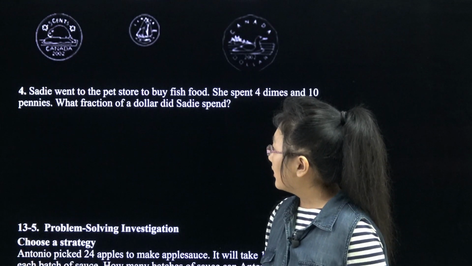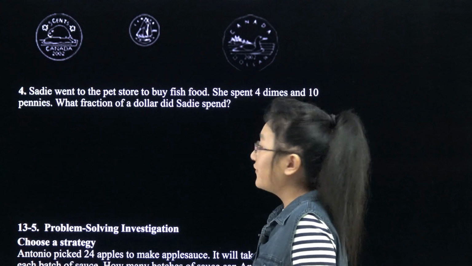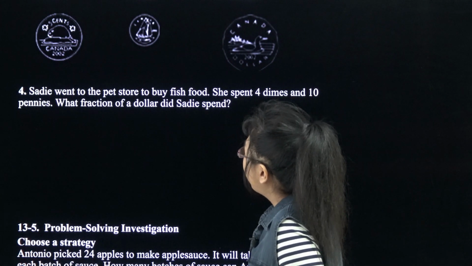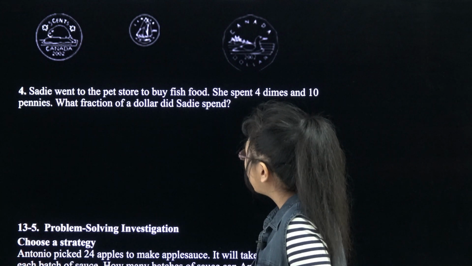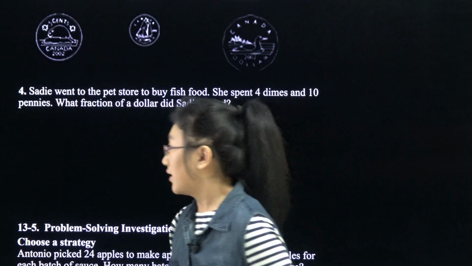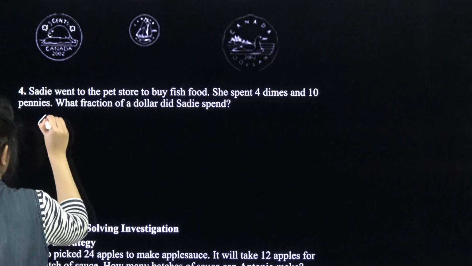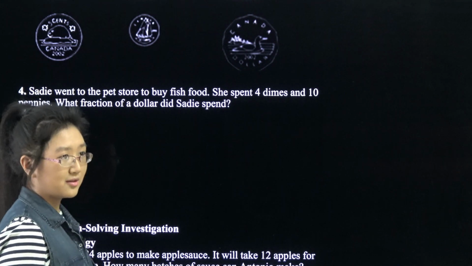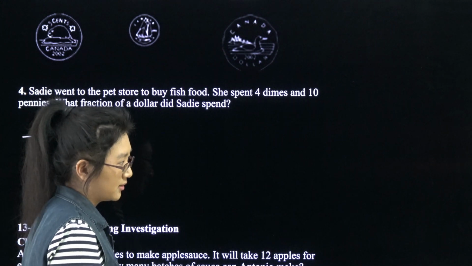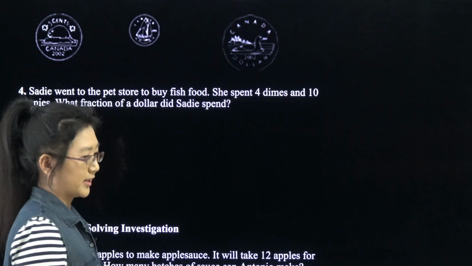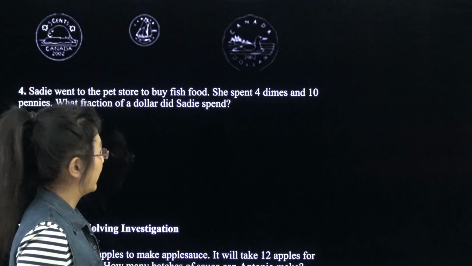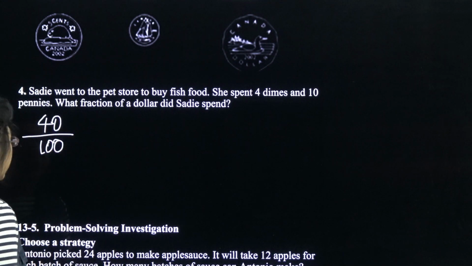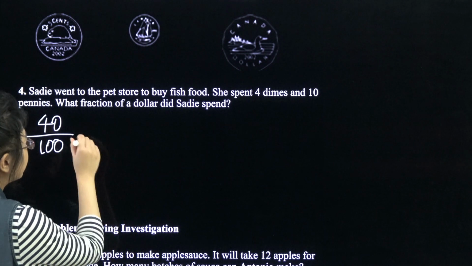Now, Sadie went to the pet store to buy fish food. She spent 4 dimes and 10 pennies. What fraction of a dollar did Sadie spend? Now we know that 4 dimes is 40 cents because 1 dime is 10 cents, and our multiplication table says that 4 times 10 is equal to 40. So in dimes, she spent 40 over 100, or 40 hundredths.